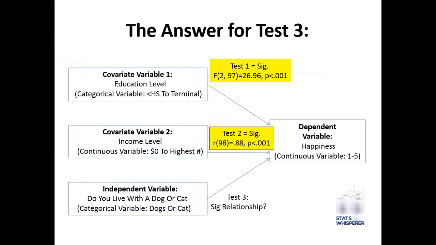Education level, significantly related to happiness, yes. Income level, is it significantly related to happiness? Yes. So now we're going to the third question, right? We're going to look at that third test. So we're looking at, do you live with a dog or cat? Yes, no. And happiness, which is continuous. So the dichotomous variable being related to a continuous variable.